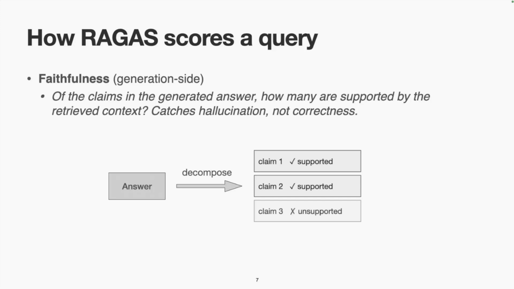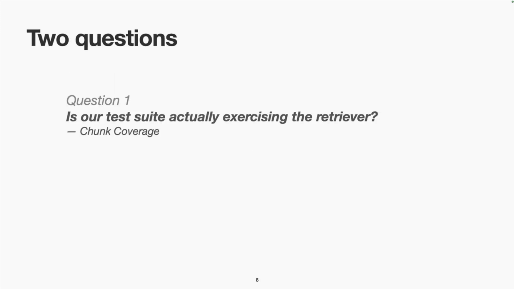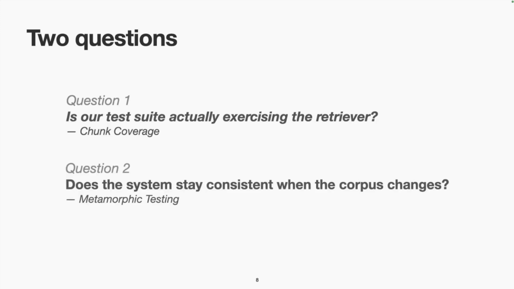But here come my two important questions. The first one is, if there is a test that evaluates the RAG-based LLM system, is our test suite actually exercising the retriever? With this question, I introduced a new coverage metric called chunk coverage. My second question is, if there are changes in the document, like the document has been updated or evolved, does our RAG system stay consistent when there are such changes?